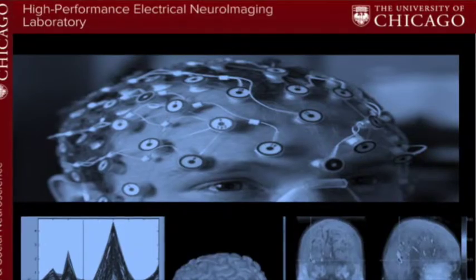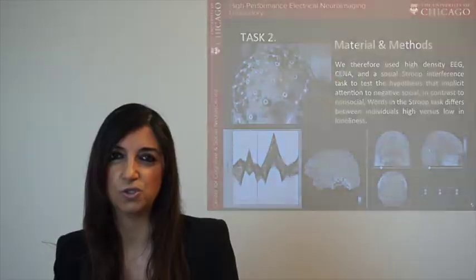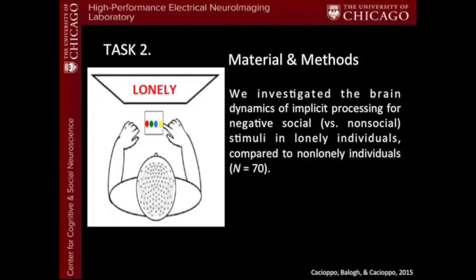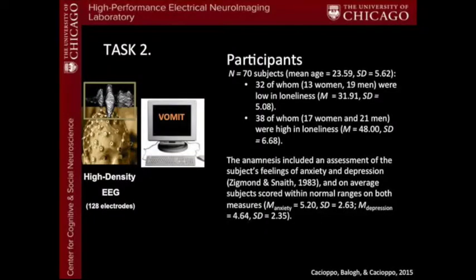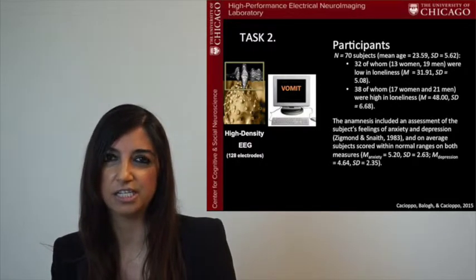To address this question, we therefore used high-density EEG, SINA, and a social Stroop interference task to test the hypothesis that implicit attention to negative social, in contrast to non-social words in the Stroop task, differs between individuals high versus low in loneliness. We investigated this question in 70 individuals, 30 of whom were low in loneliness and 38 of whom were high in loneliness.